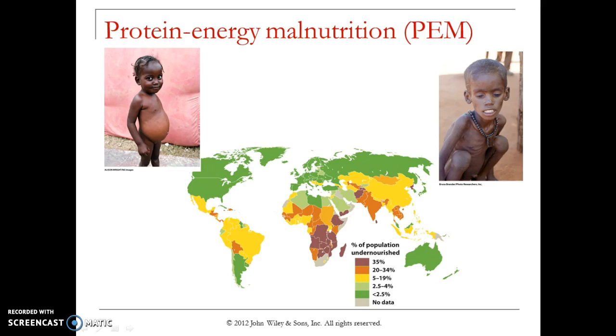That's called kwashiorkor. Whereas over on the right, you see protein energy malnutrition, which is a lack of both food overall, energy, as well as a lack of protein, and that's called marasmus. And you can see with marasmus, it's pretty much pure starvation there. When we look at the undernourished populations in the world, you can see places in Asia, some places in Africa, especially South America and Central America. You can see there are a number of places where we have close to a fifth of the population as malnourished.